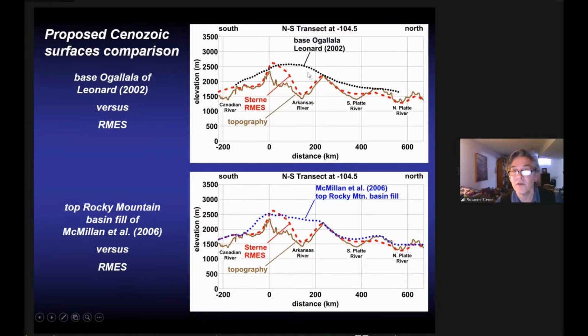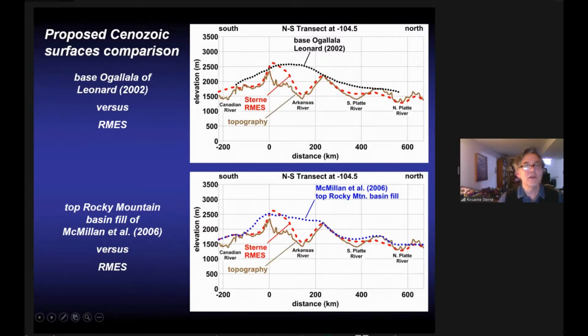Well, Eric's interpretation, I think, is kind of continued through the literature. Here's Beth McMillan in 2006. And again, she doesn't have it quite as high, but she's just connecting the Raton Mesa High with the top of the Pikes Dome and doesn't recognize this structural low at the Arkansas River. And she's defining a surface she calls the Rocky Mountain Basin fill.